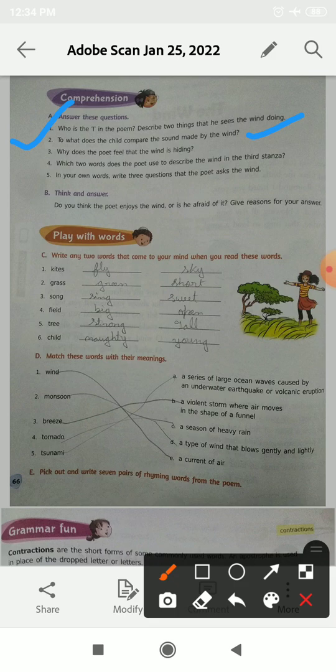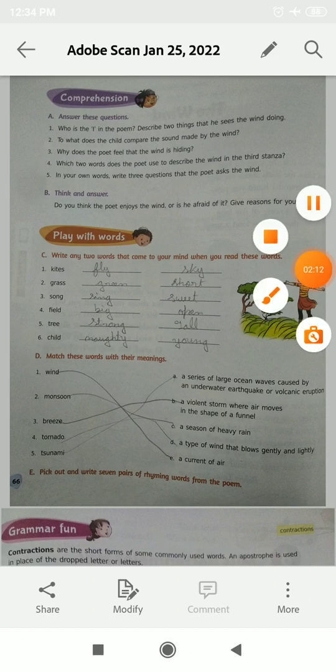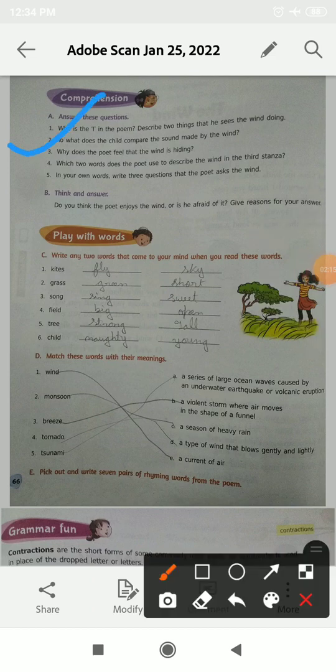Now the next question, question number 3: why does the poet feel that the wind is hiding? The answer of this question is: the poet tells that the wind is hiding because he cannot see it. Once again listen carefully. The poet tells that the wind is hiding because he cannot see it.